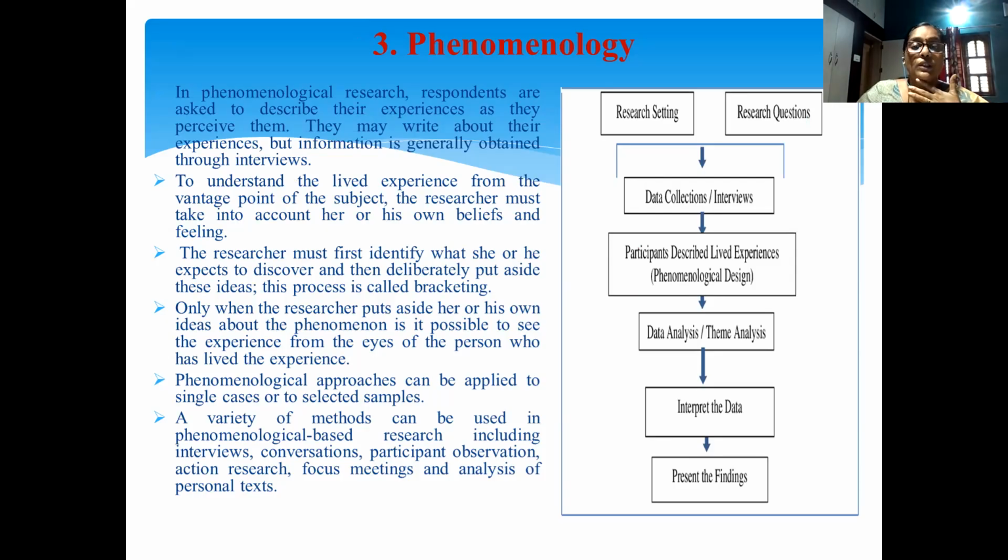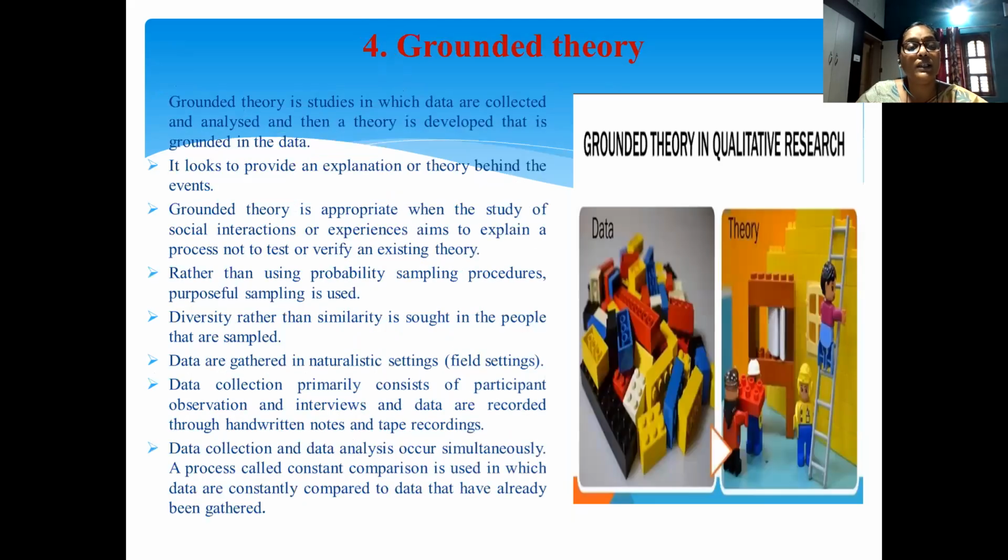And the fourth one is grounded theory. Grounded theory is a study in which data are collected and analyzed, and then the theory is developed that is grounded in the data. It looks to provide an explanatory theory behind the event. Rather than using probability sampling, here we use the purposeful sampling method. Diversity rather than simplicity is sought in the people that are sampled.